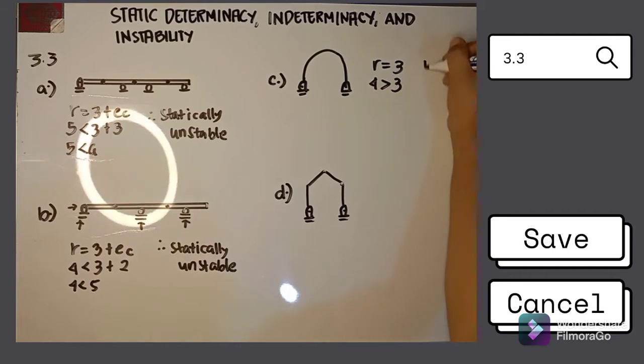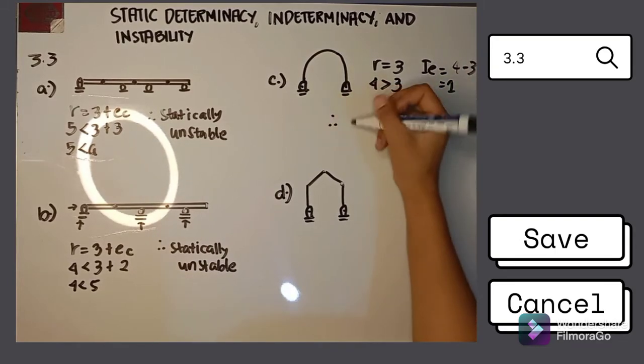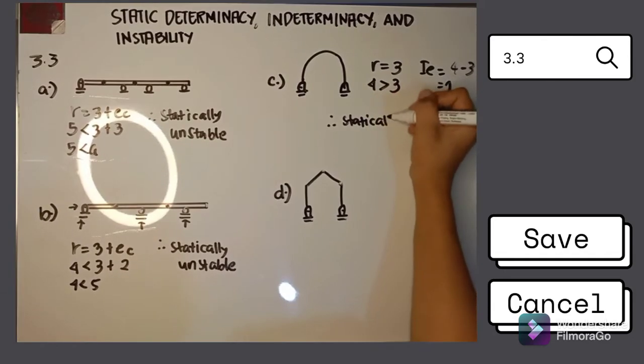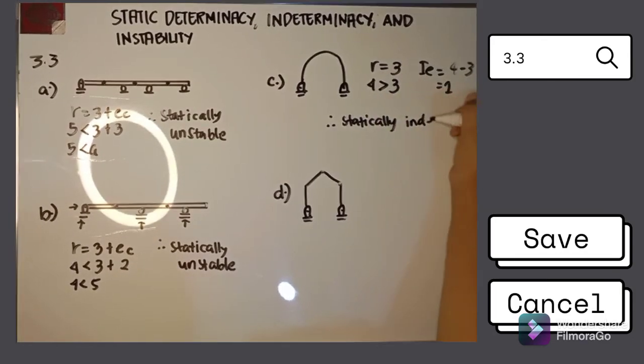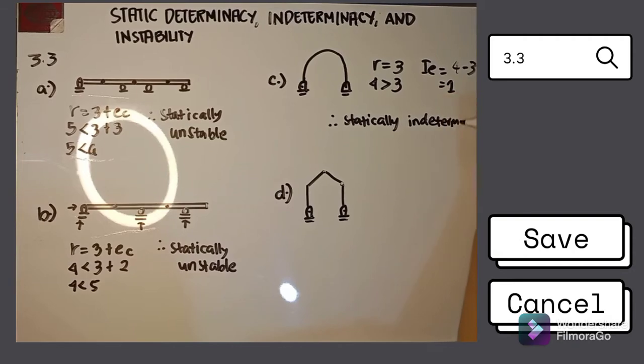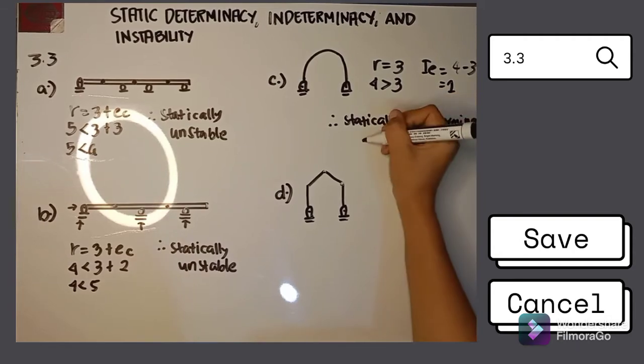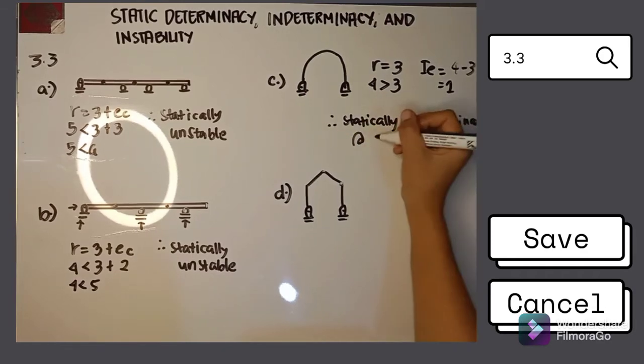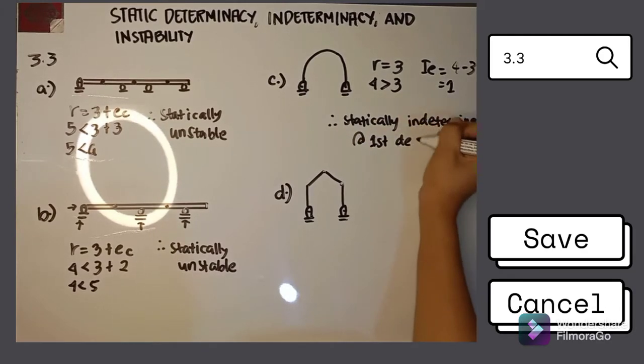So let's find the IER, degree of external indeterminacy. 4 minus 3 is equals to 1. Therefore, this arc is statically indeterminate at first degree.